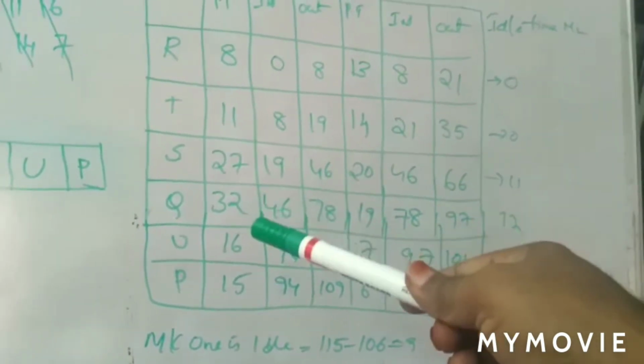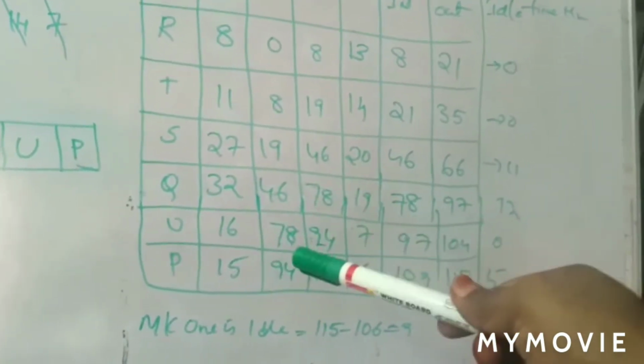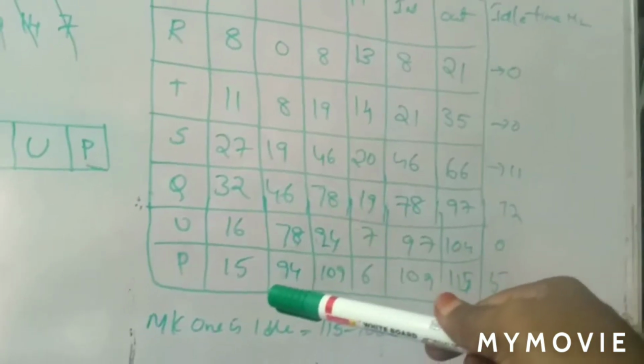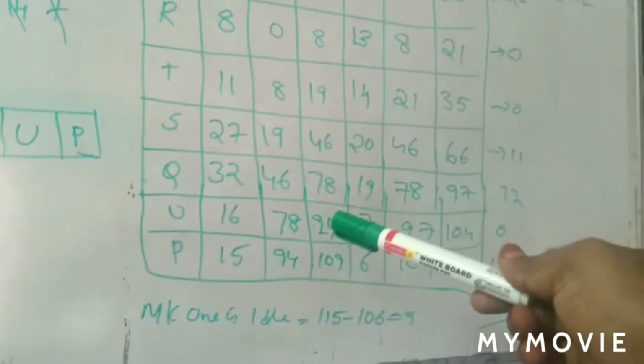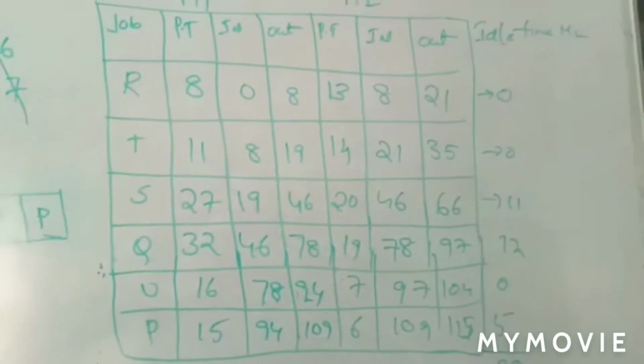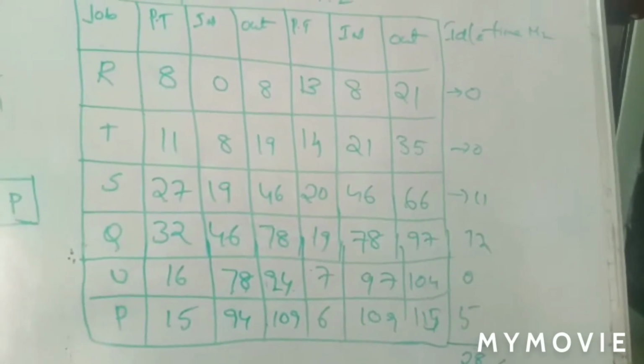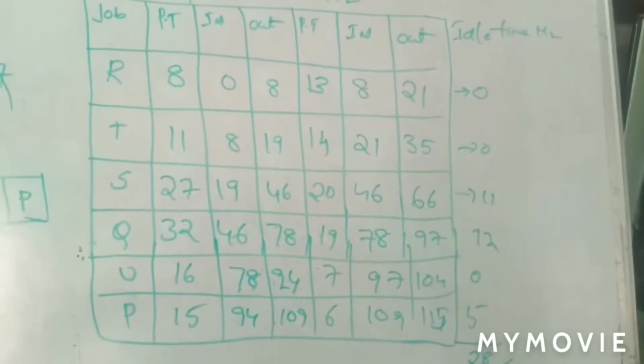Next, Q is 32, and 32 plus 46 is 78. Next, the processing time for U is 16, and 16 plus 78 is 94. The processing time for P is 15, and 15 plus 94 is 109. So these are the in and out times for machine 1.